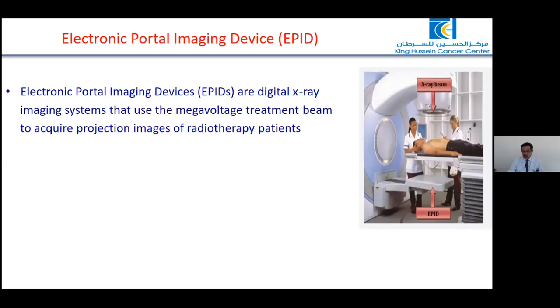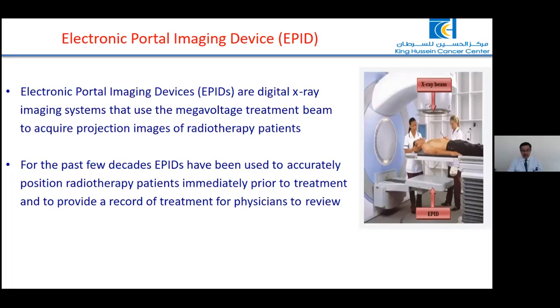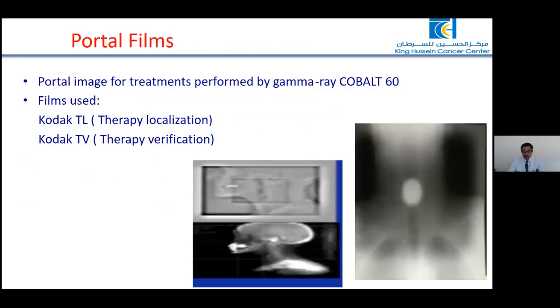Now, this is the machine that we have used many years ago with the EPID, the electronic portal imaging device, which we have used for a few decades now, which accurately positions radiotherapy patients immediately prior to the treatment and provides some record of a treatment for the physician to review later on. And these are some examples of the portal films and digital portal films that have been used mainly in the 80s and early 90s.